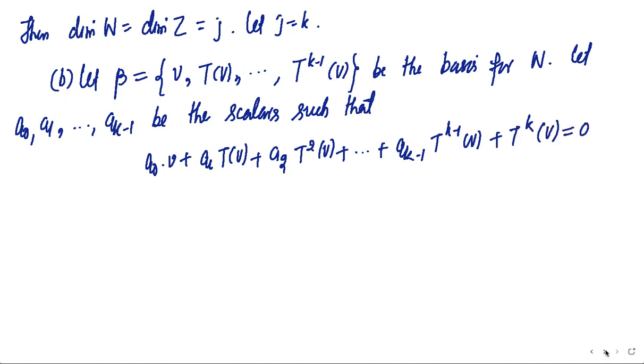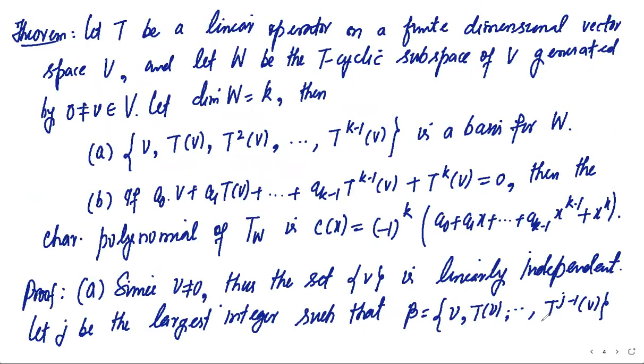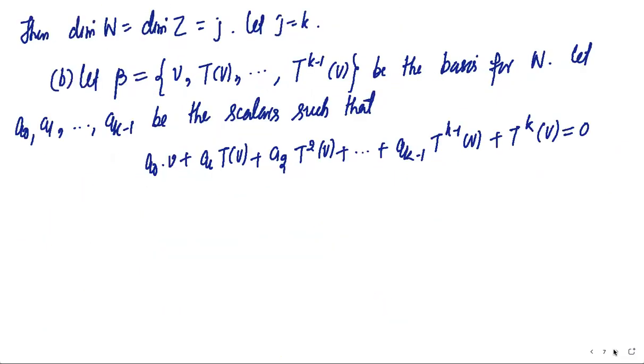Now in part number 2, we are given that a0 v, a1 T of v, a(k-1) T^(k-1) v plus T^k of v is equal to 0. We have to show that the characteristic polynomial of this restriction linear transformation is this thing. So then the matrix of TW, related to this basis beta.